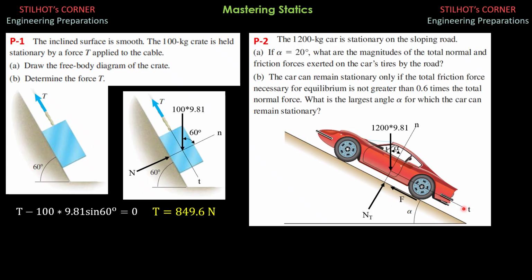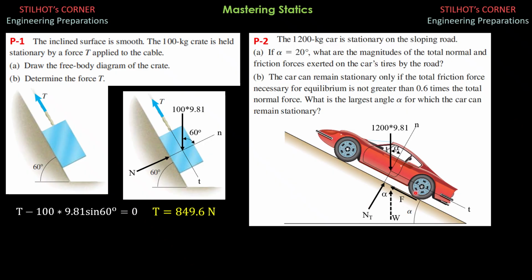If alpha is 20 degrees, what are the magnitudes of the total normal and friction forces? For the normal, we simply sum forces along the normal axis, and it is N_T. The normal component of the weight is going in the opposite direction, and it is negative 1,200 times 9.81, adjacent to alpha, so times cosine of alpha, which is 20 degrees.